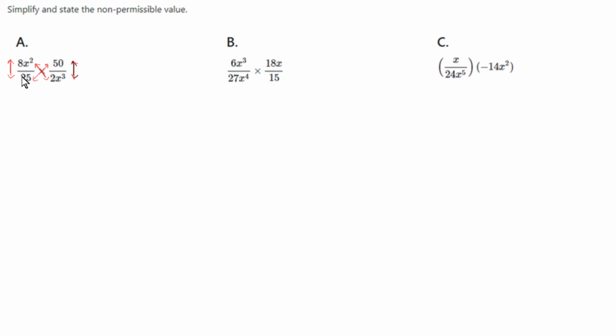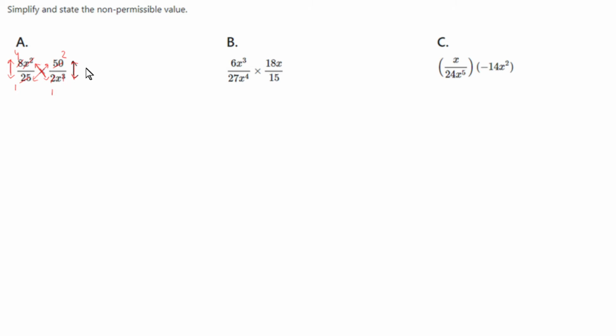We can divide 25 by 25, which gives us 1. 50 divided by 25 gives us 2. And then we can divide 2 by 2, which gives us 1. 8 divided by 2 gives us 4. And then right away, these two x squared cancels against 2 of the 3 x's here.